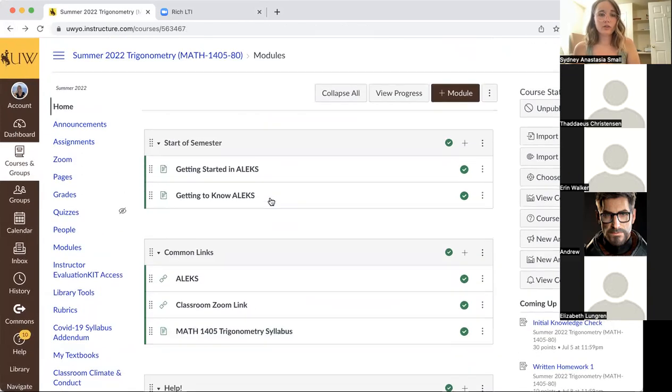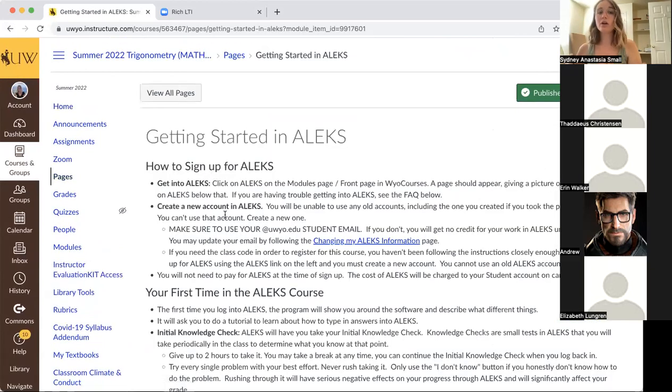Okay. So first things first, I know many of you already have done this. Thank you to those who have. But getting started in Alex, if you have not done this yet or looked at this page, you will need to do this by the end of the day today. You cannot do any work really in this course until you look at your Alex and get that set up and do your initial knowledge check.